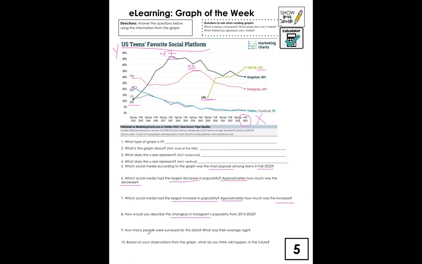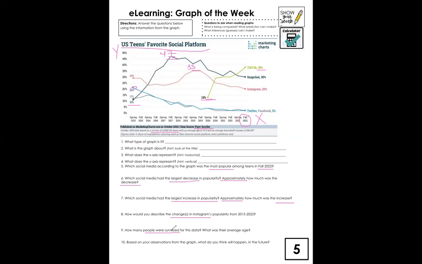Question 9 is asking, how many people were surveyed for this data? Who did the company ask? Well, if we're looking, the bottom of the graph tells us this information normally. So we see that the graph was published on marketingcharts.com in October 2022. And the source was Piper Sandler. When you Google, they're an investment bank. It says that October 2022 data was based on a survey of 14,500 US teens with an average age of 15.8, and it also tells us their average household income.